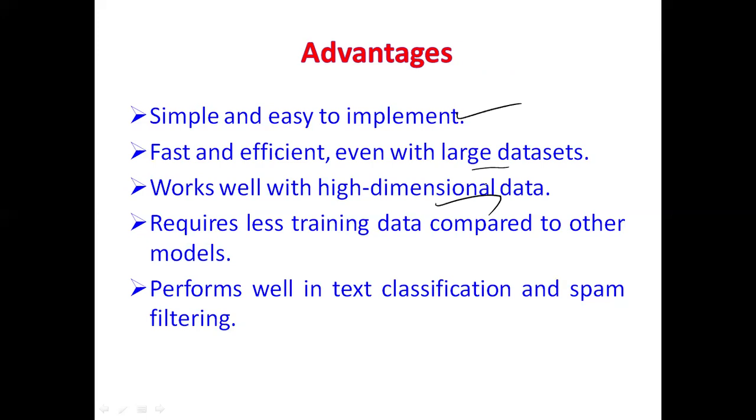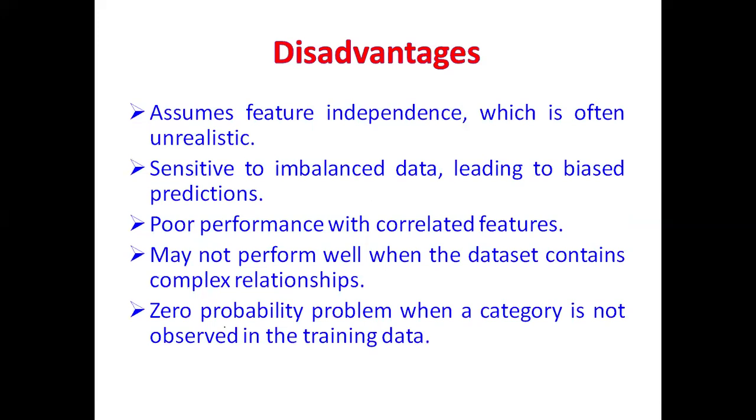Additionally, naive Bayes requires less training data compared to other complex models, enabling quick model building. It is particularly effective in scenarios where speed and efficiency are essential, making it highly useful for tasks like spam filtering and sentiment analysis.